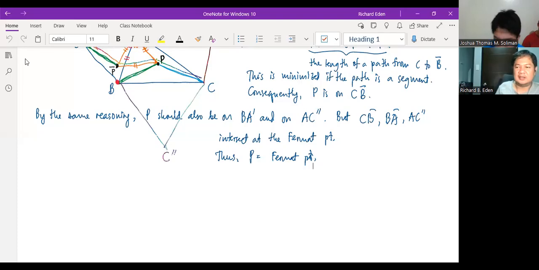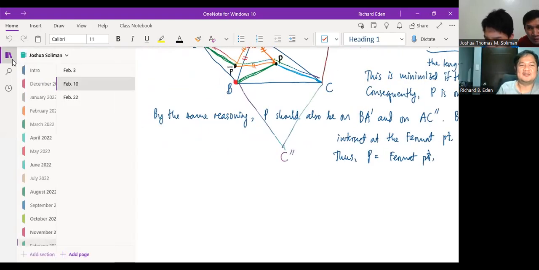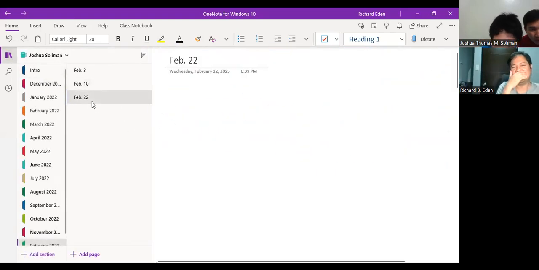Spiral similarities and inversions, we haven't done that. And then there's also number theory. We haven't done number theory. We also haven't done combinatorics. So there are many things we could talk about. But I was thinking, I want to take a break from geometric transformations.